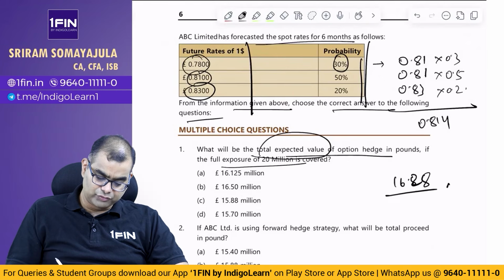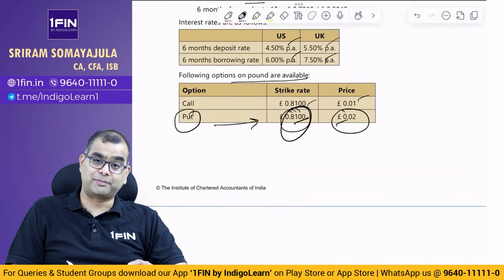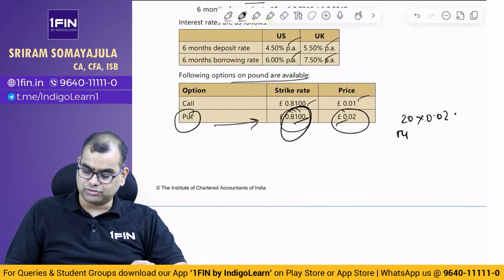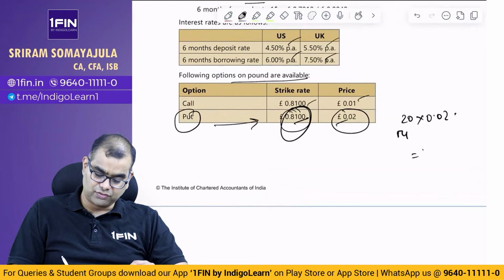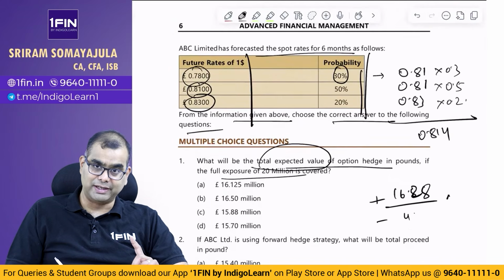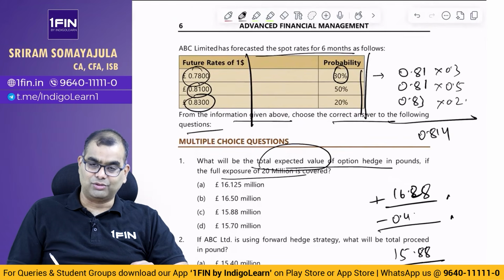What have they considered? They have 16.125, 16.5, 15.88, 15.7. Acha, they also have a premium here. So that price also they are adjusting. So you see, you have 20 million into 0.02, you get 400,000. So this is 400,000 pounds is your outflow. So 16.28 is what you will get minus 400,000. Okay, 16.28 million minus 0.4 million, so 15.88. Wow. What a question.